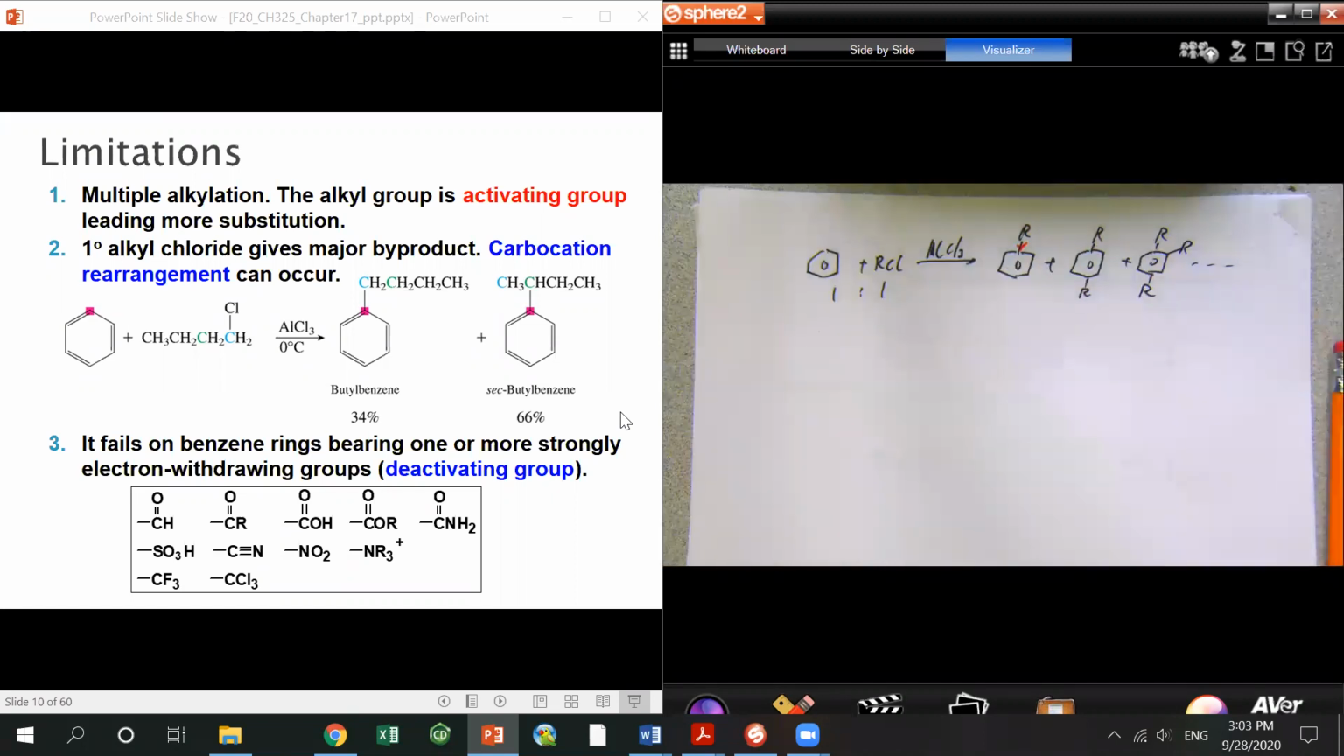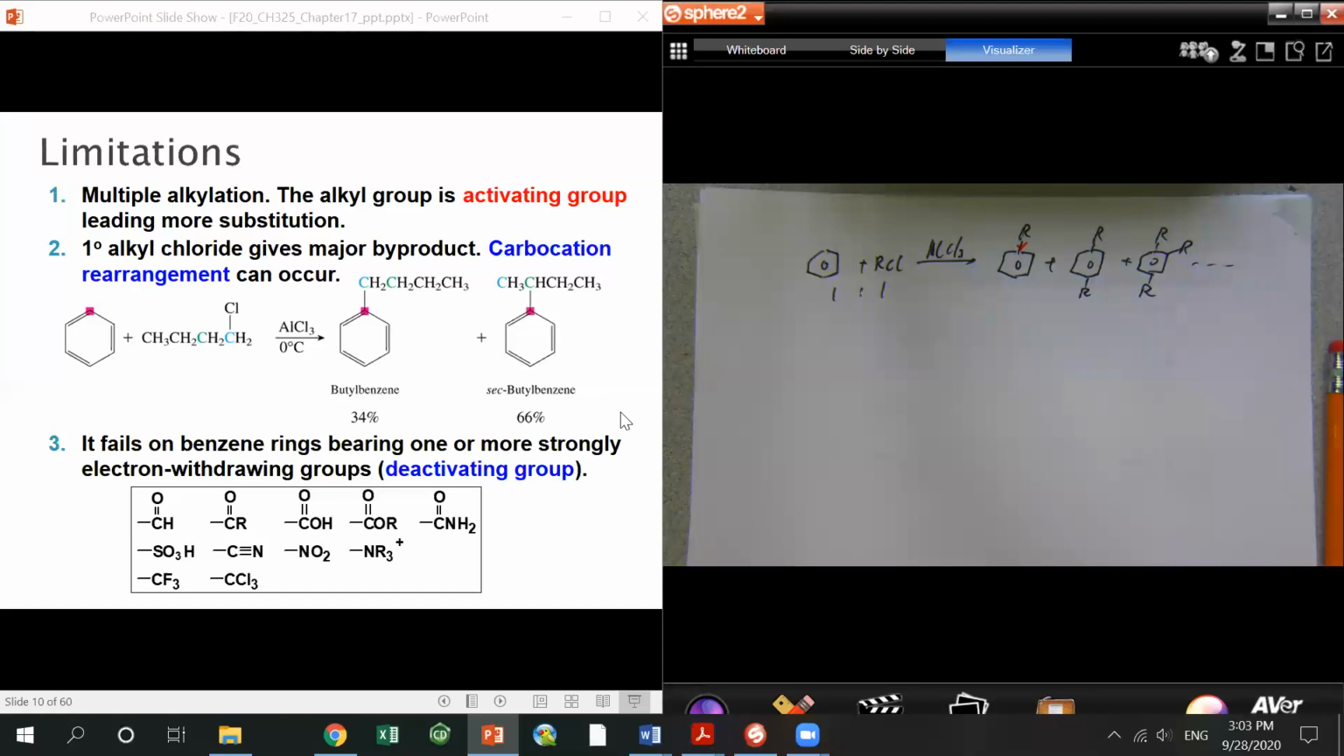The second problem we already talked about. Because the Friedel-Crafts alkylation involves a carbocation as an intermediate, any reaction that involves a carbocation as an intermediate has a possibility for rearrangement. We already learned that.